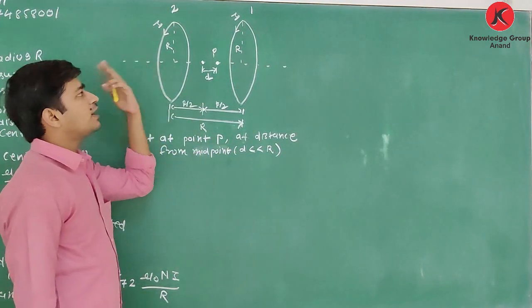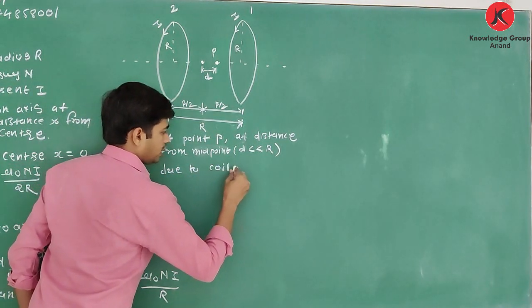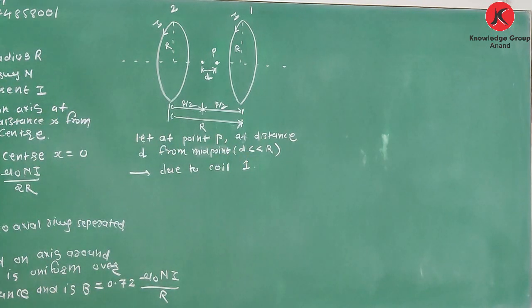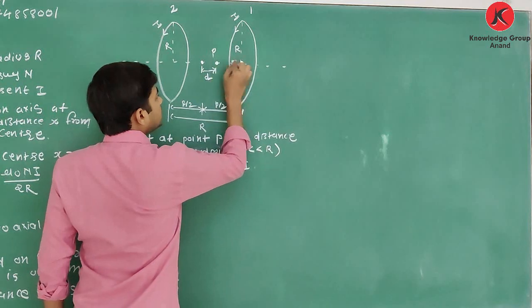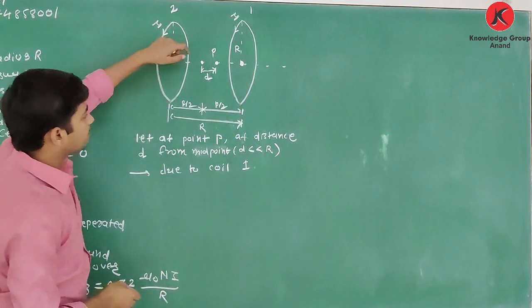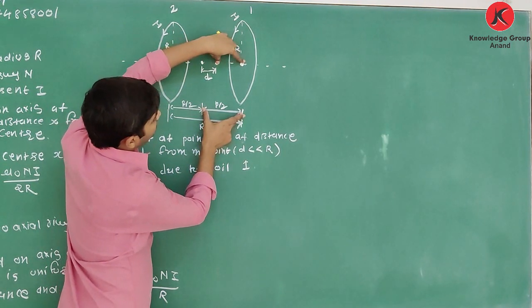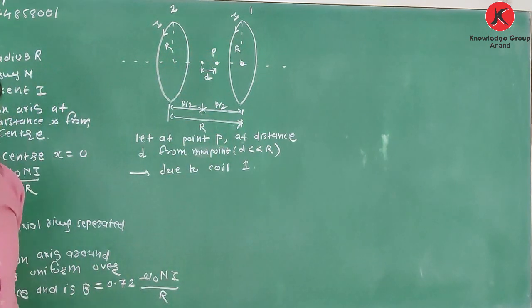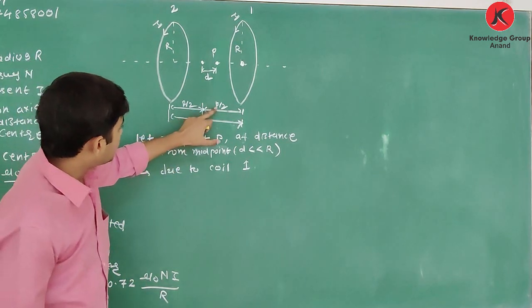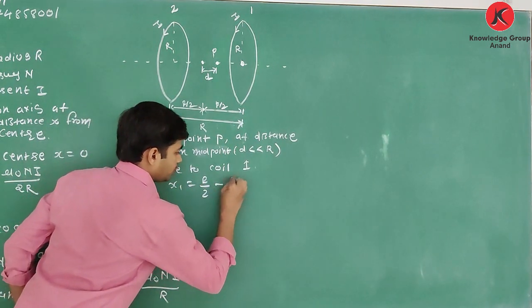So first of all, at point P we will find the magnetic field due to coil 1. Yes, we have the equation: B = μ0 N I r² / 2(x² + r²)^(3/2). For this first coil, this is its center. What is the distance from this center to point P? See, this whole distance is r/2, yes or no? But we want to find only this distance. From the figure it is clear: it is r/2 minus d. Yes, so here x1 = r/2 − d.